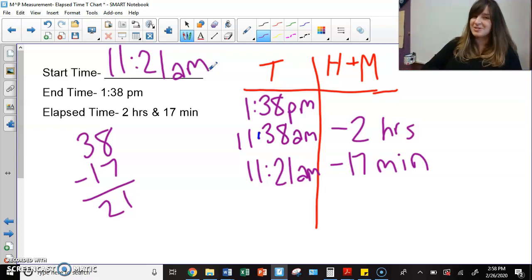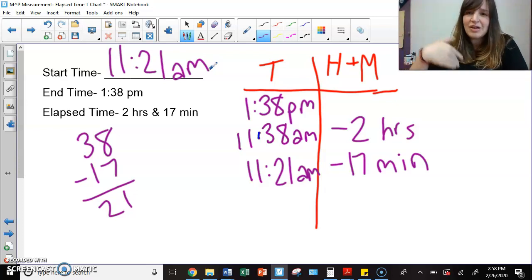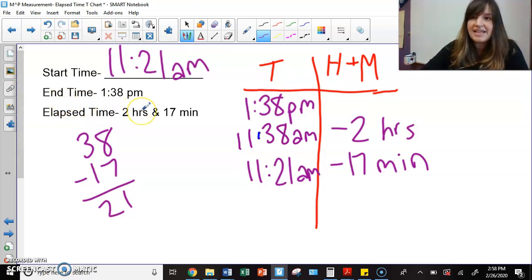So you either know the start and you don't know the end, or you know the end and you don't know the start, and then you know the elapsed time. So the T-chart works really well for that. If you know the start and the end and you're missing the elapsed time, the Z method actually works really well to find that, and you can watch another one of my videos to see how to do the Z method to solve those types of elapsed problems.